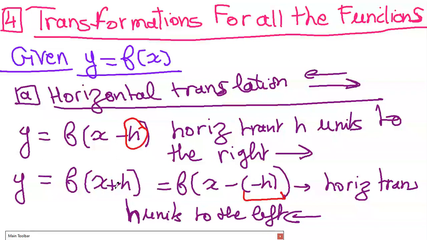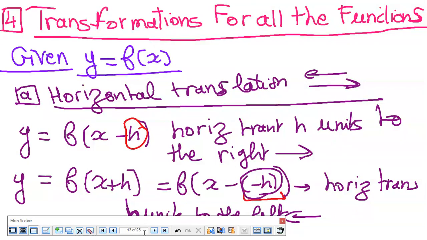If it's f of x plus h, it means it was x minus negative h, so the horizontal translation is minus h. It means I'm moving h units to the left. So this first part is the horizontal translation.